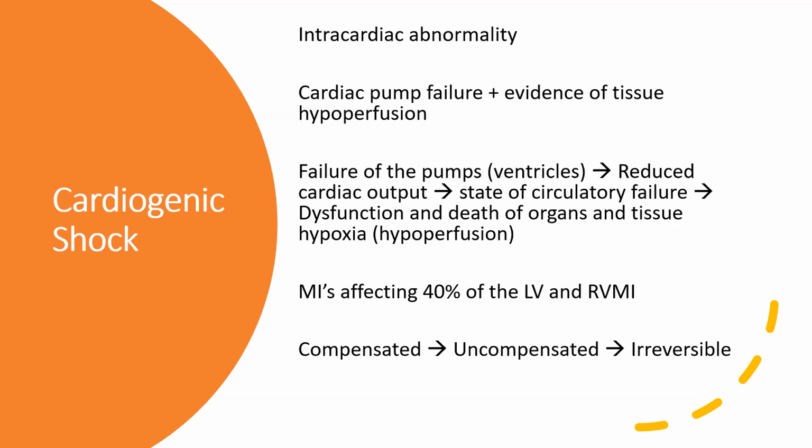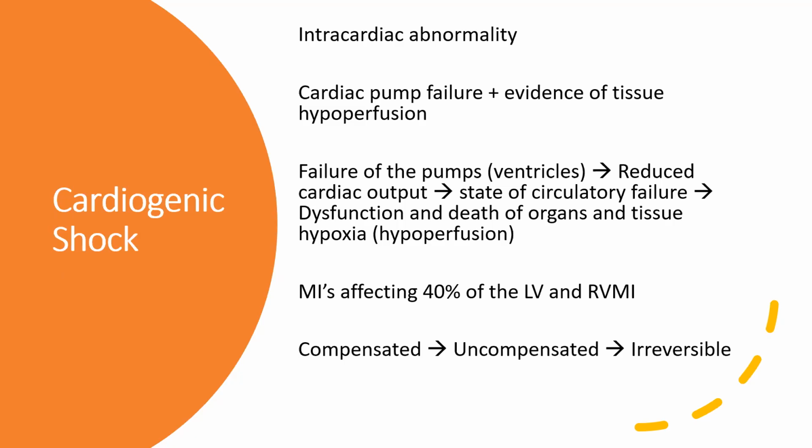What happens then is that the body begins to malfunction. You have the death of organs and tissues, hypoxia, hypoperfusion, and you'll often see that they become quite pale. One of the things that happens is when the body detects that it's not getting enough perfusion, the extremities, so your arms and your legs and your fingers, start to shut down so the blood can be rediverted back to the vital organs. Good to note, an MI affecting 40% of the LV will result in cardiogenic shock.